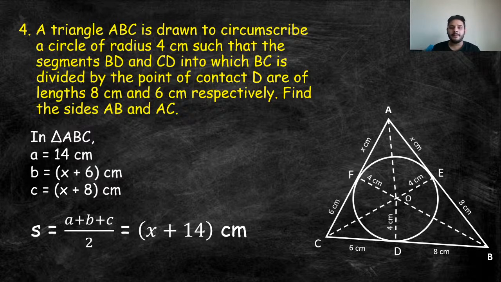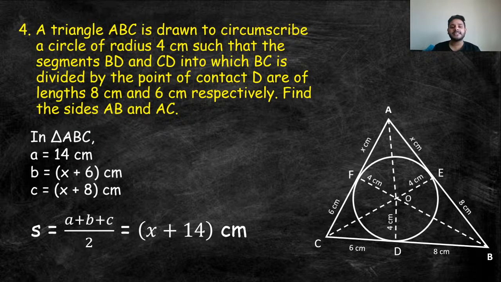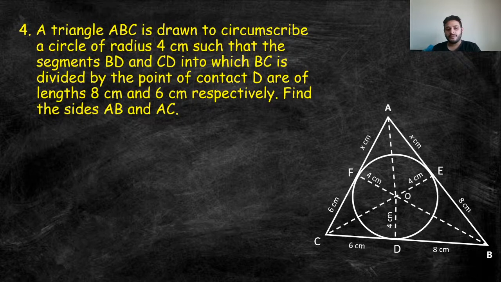Now, what are A, B, C? Side BC, I've taken it as A, that is 8 plus 6, 14. Side B is nothing but x plus 6, that is AC, and side C is nothing but x plus 8, that is AB. So C is AB, B is AC, and A is BC. Clear with this? When I solve this, I get the answer to be x plus 14.